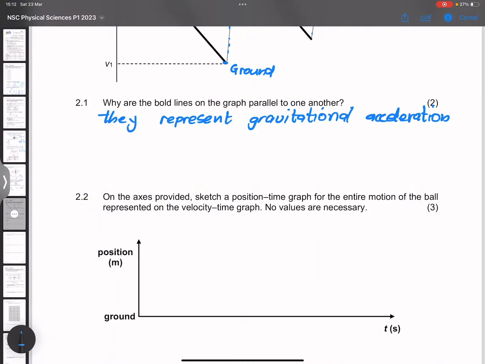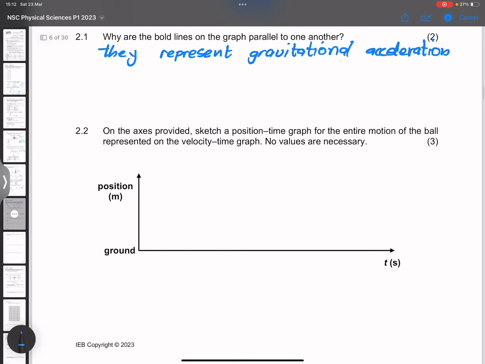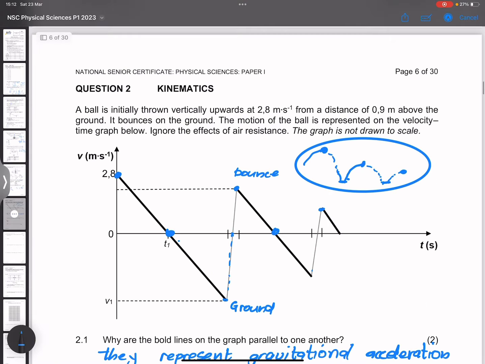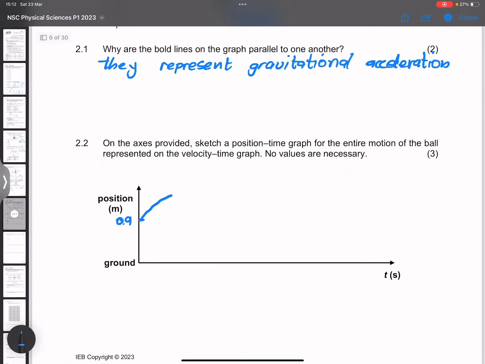Okay, represented on the velocity versus time graph. No values are necessary. So the position-time graph would take on that kind of scenario, right? Because what happens? We're going to start at 0.9 meters above the ground. Remember, that's when they said the ball started, right? And then we go on to maximum height, okay? And I said we reach that maximum height, then we come back to the ground, okay?